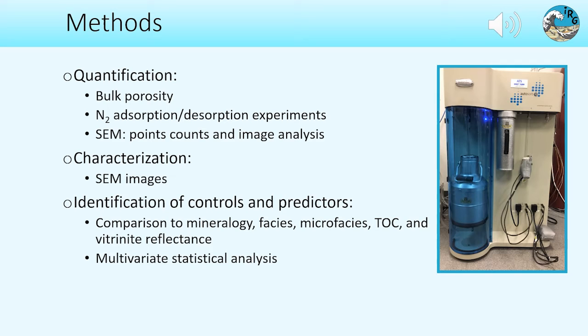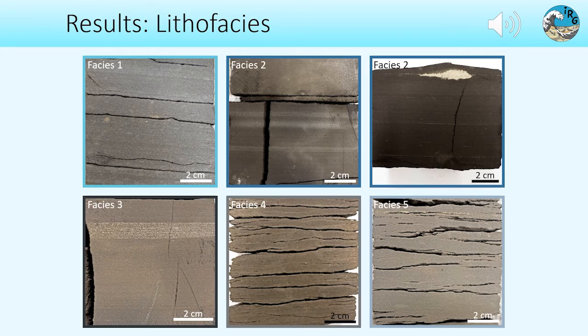To describe porosity in this core, we used scanning electron microscope images. And then to look at controls and predictors of porosity, we compared our quantitative porosity results with other characteristics like mineralogy, facies, microfacies, total organic carbon, and vitrinite reflectance, which is a proxy for thermal maturity. And we did this because all of these factors can possibly influence porosity.